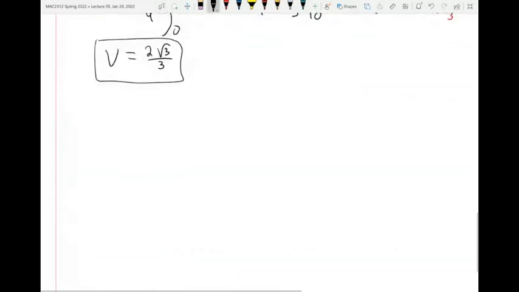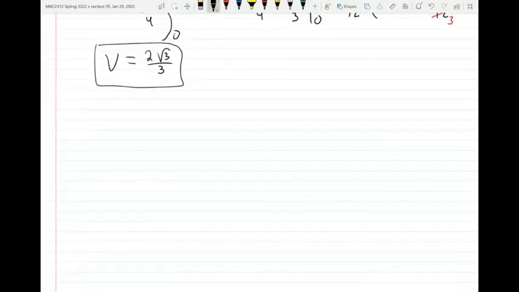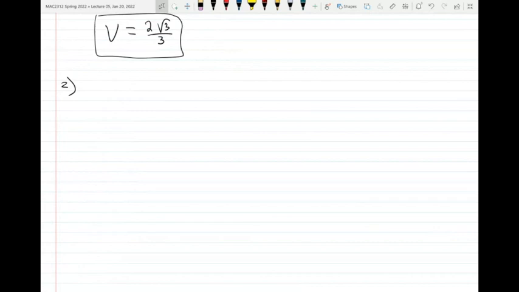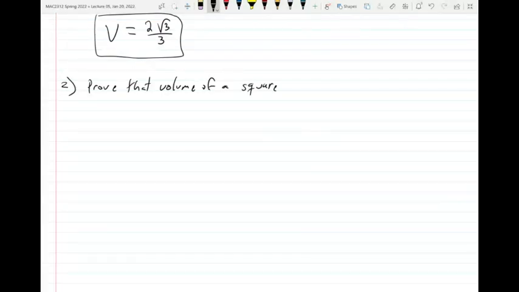Okay, good. And then, as promised, let's do something slightly more general, which is we're going to derive the formula for the volume of a square pyramid, okay? So prove that the volume of a square pyramid. The reason why I'm doing this is because I want to show you that there are some techniques that you may want to use when you're trying to solve this type of problems. We'll see in a second.